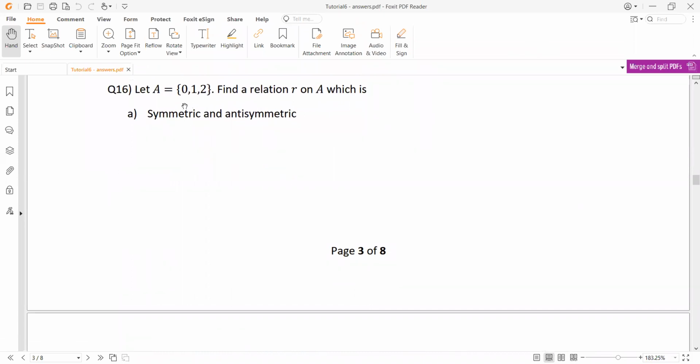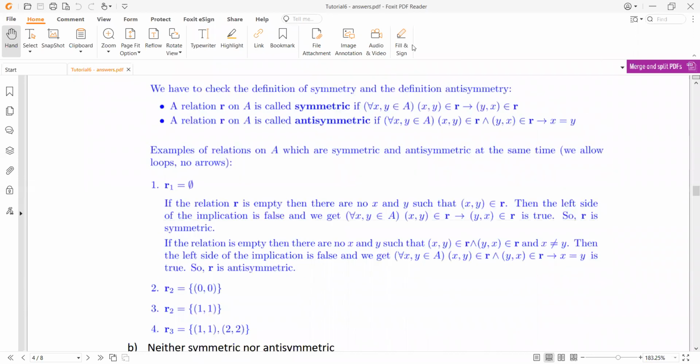Question number 16, I already have set A, which is 0, 1, 2. Find the relation R on A which is symmetric and anti-symmetric at the same time. So the empty relation is symmetric and anti-symmetric at the same time, because you're gonna fail to find the left side for the implication for both conditions, which means that the implication is true. And also here, 0 with 0, 1 with 1, and 2 with 2.